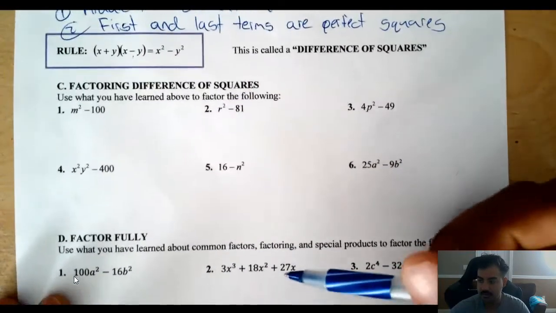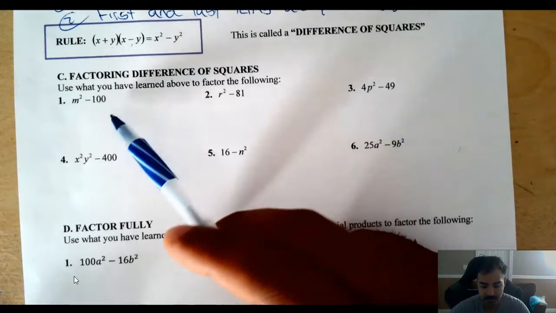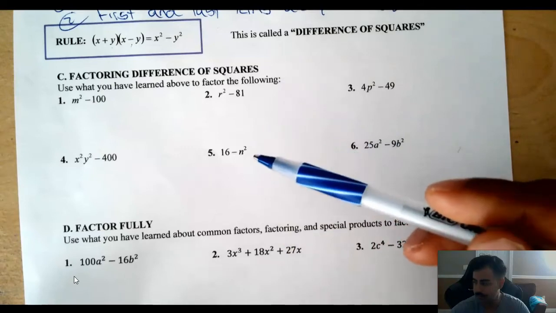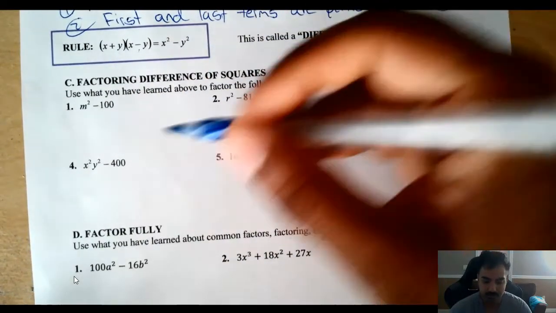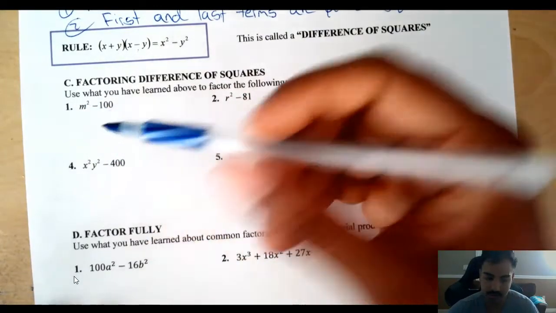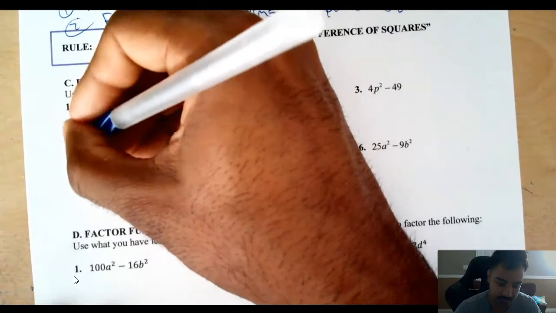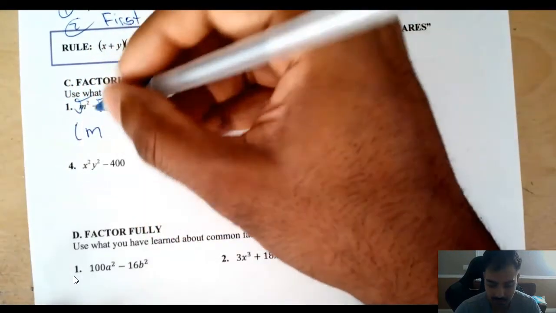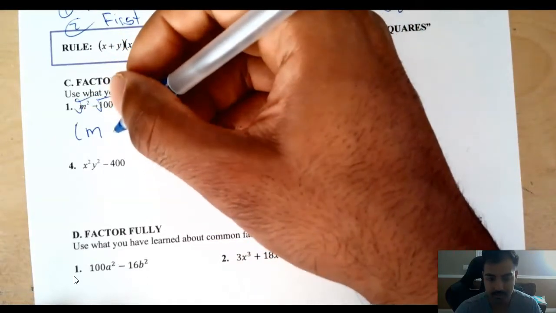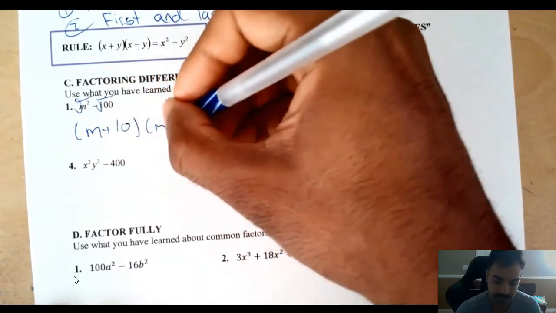Okay, so let's go on to the next part here. Factoring difference of squares. Use what you have learned to factor the following. This looks very similar to what we just did. When you recognize a perfect square here and a negative perfect square here, you can simply take the square root of each to give you the first term and the second term. So m is the square root of m squared, and the square root of 100 is 10. So we get plus 10, and the opposite, minus 10.